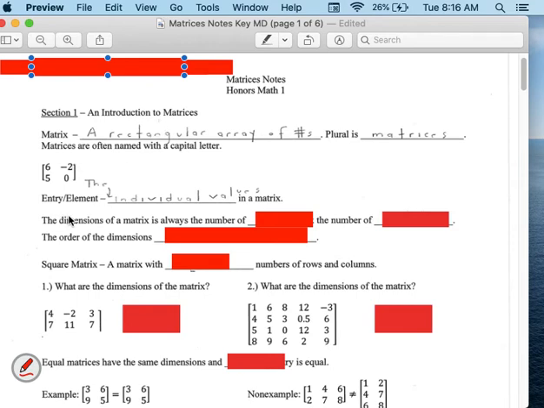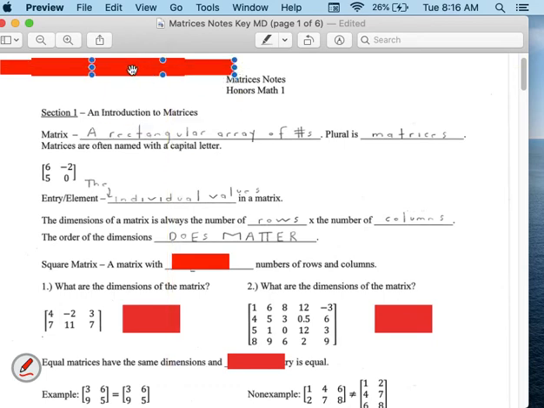The dimensions of a matrix is always the number of rows times, and then you have an X there, so it's blank by blank. And you say it's rows by columns. The order of the dimensions does matter. It's always row by column. And that is important when we go to talk about how we can use mathematics with matrices.